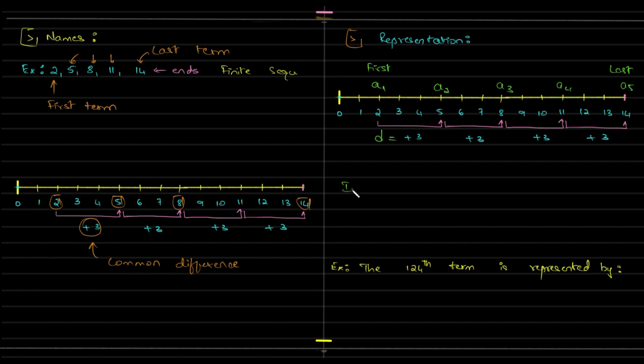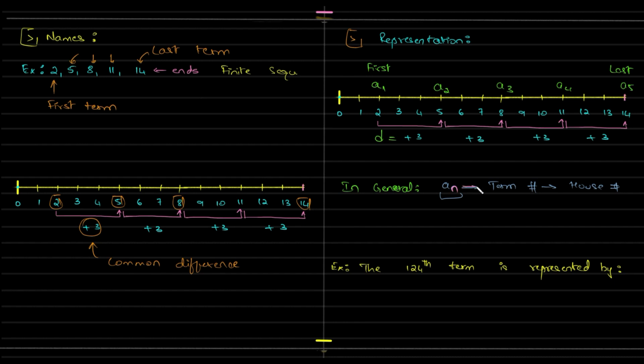So in general, we can represent the terms as A of n, where n represents the term number. You can think of this as a house number. House number, right?